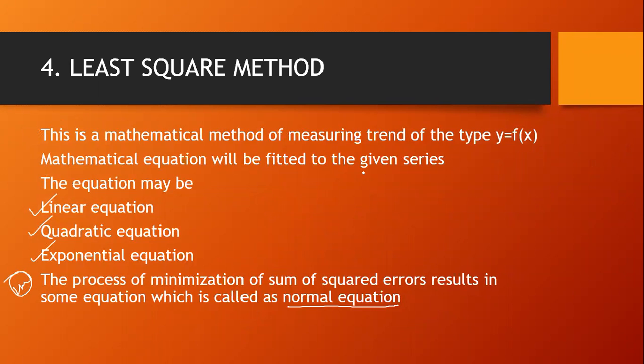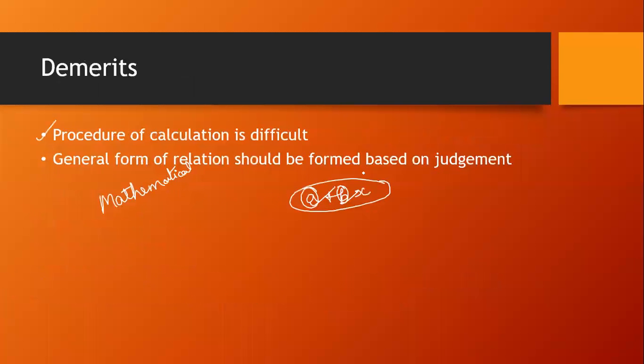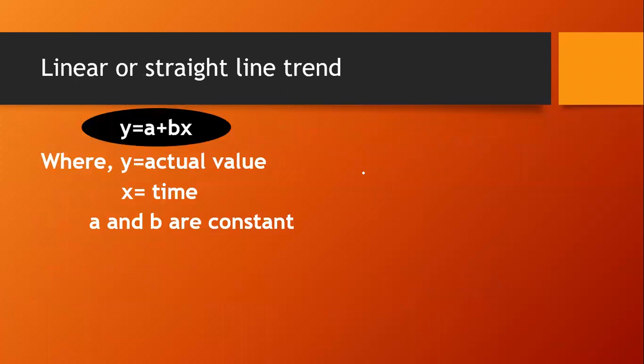Now we will go through each method accordingly. First we will go for the linear equation. This is very important now. Linear equation, quadratic equation and exponential equation. These are the very important methods. First one is linear trend or straight line trend.